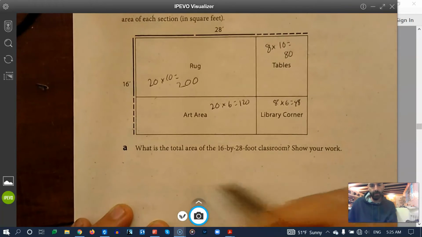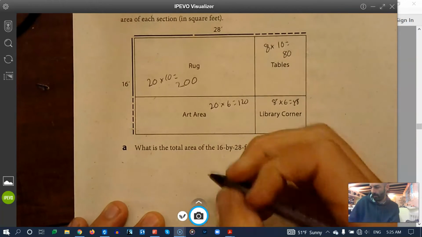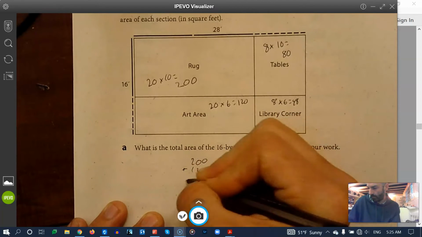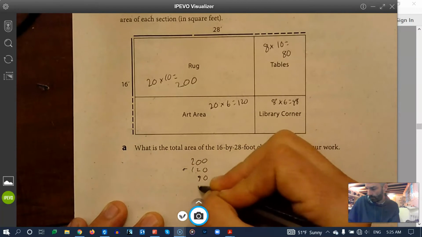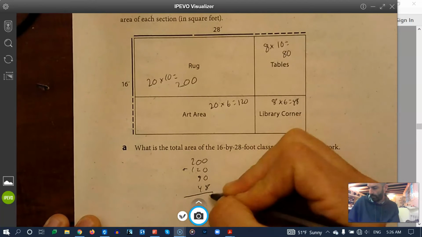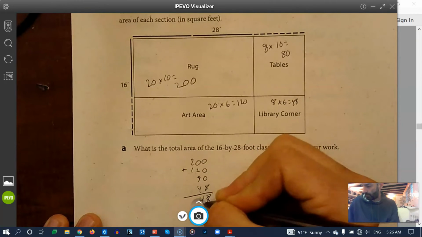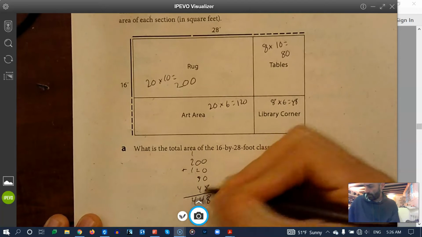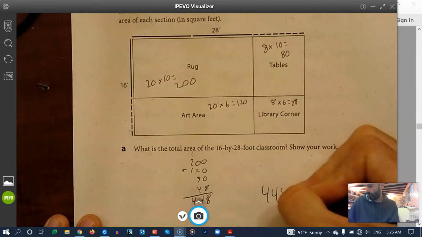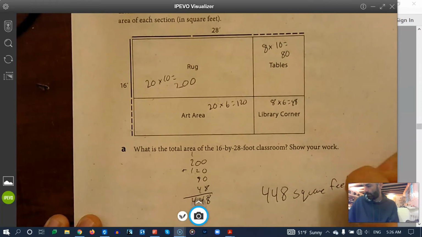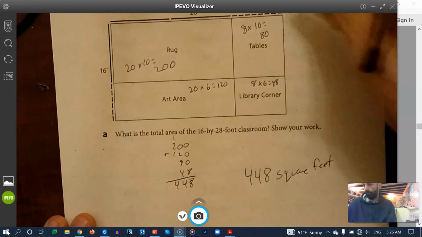All right, now what is the total area of the classroom? Well, now we have to do 200 plus 120 plus 80 plus 48. 0 plus 8 is 8, 0 plus 2 is 2, plus 8 is 10, plus 4 is 14. And so 448 square feet is the total.